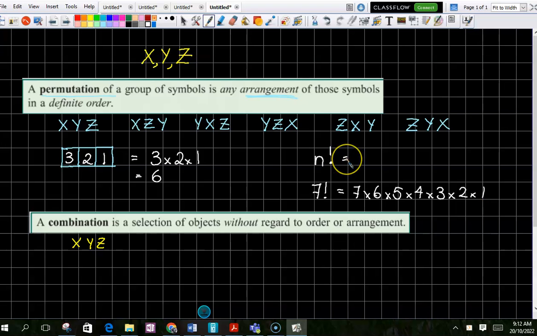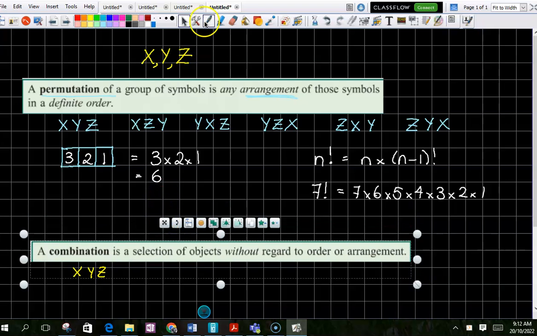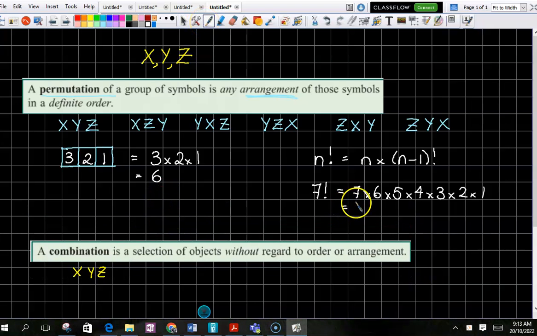Now, how you can write that, and some of the little tricks that we've got. So n factorial would be the same as n times what? Yes, n minus 1 factorial. If you're ever stuck with that, go back and have a look at the real numbers. If I just take that 7 out, I'm left with 6 times 5 times 4 times 3 times 2 times 1. Isn't that 6 factorial?